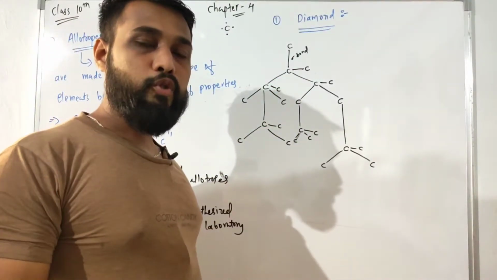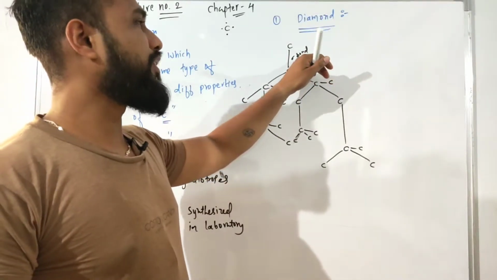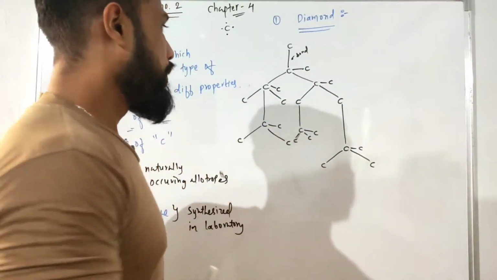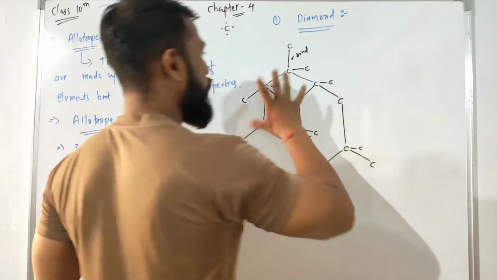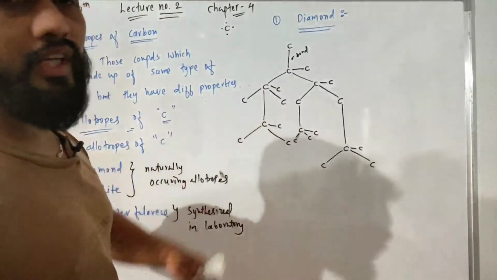We all know mutual sharing of electrons forms a covalent bond, and the first covalent bond is always a sigma bond. So there is no free electron here. You can say that there is no free electron here.